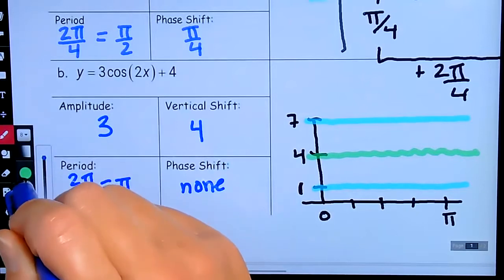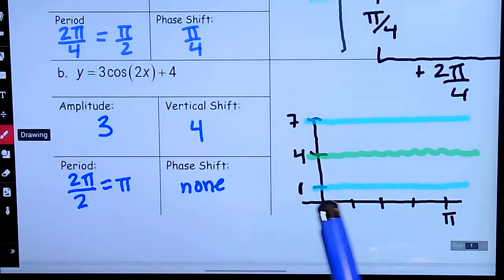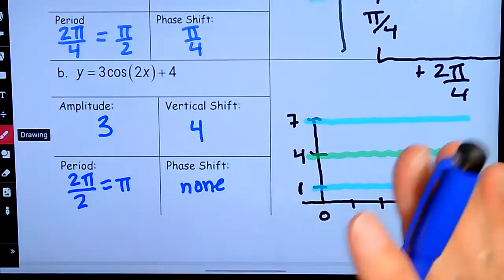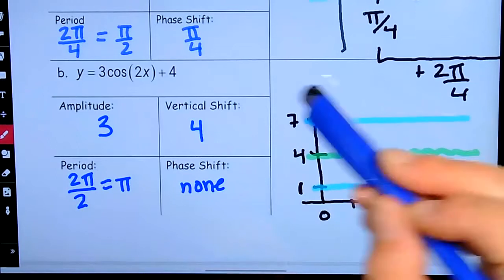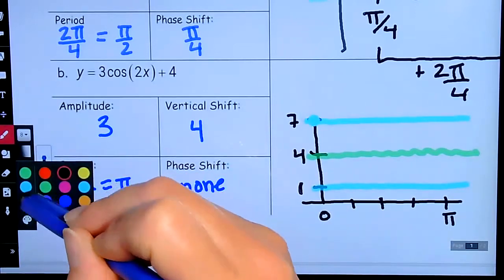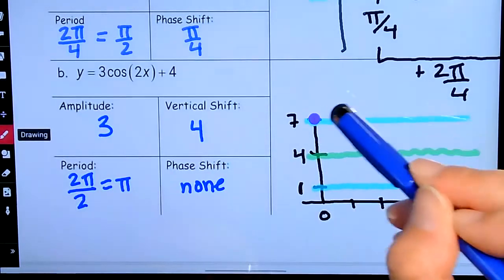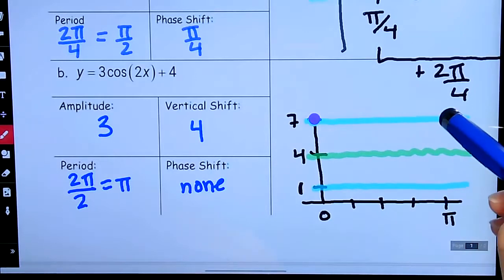With cosine, you're going to start at your highs or your lows. Since it's positive, I'm going to start at my highs. So I'm going to start here at 0. Oops, I'm going to change the color. I'm going to start here at 0 at the high. At my pi, I'm at high.